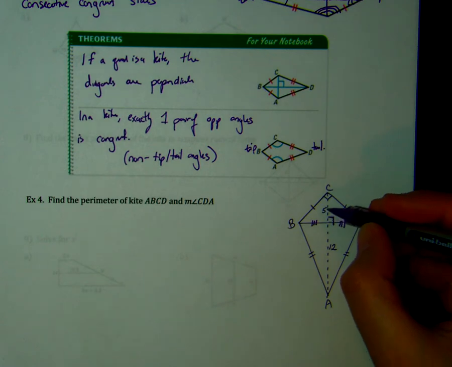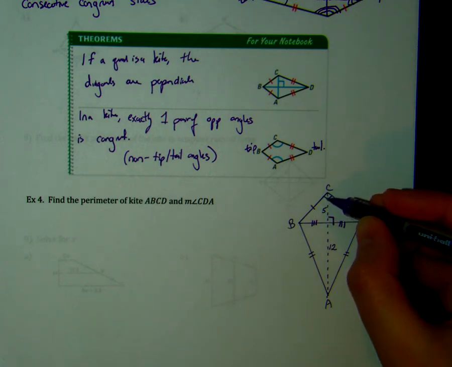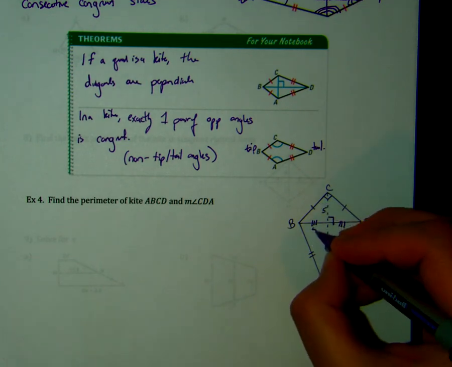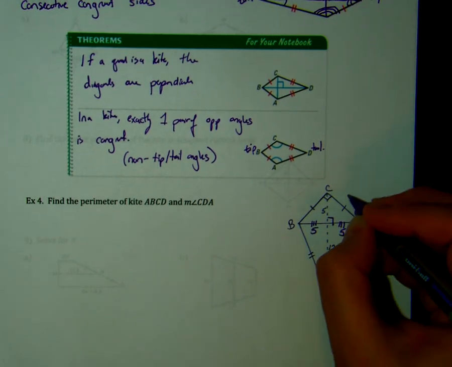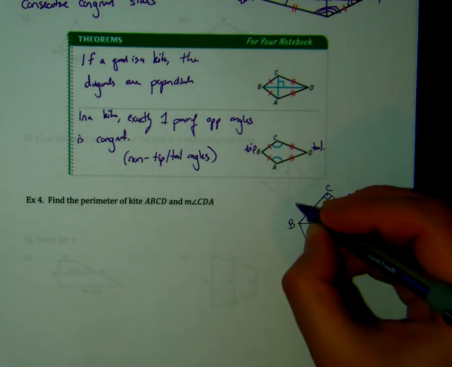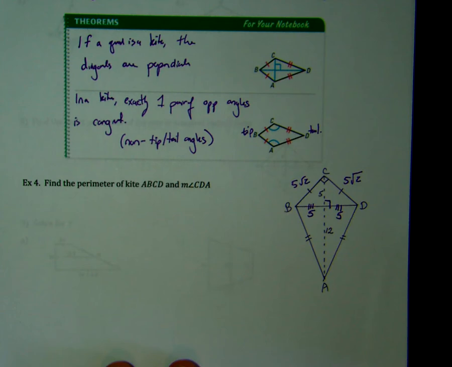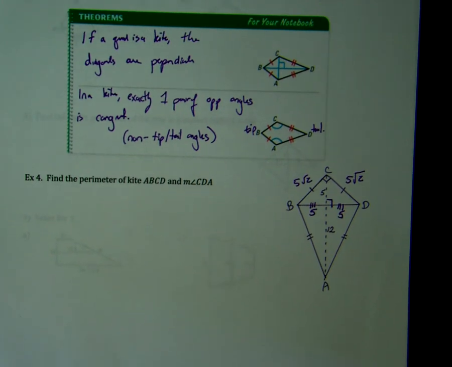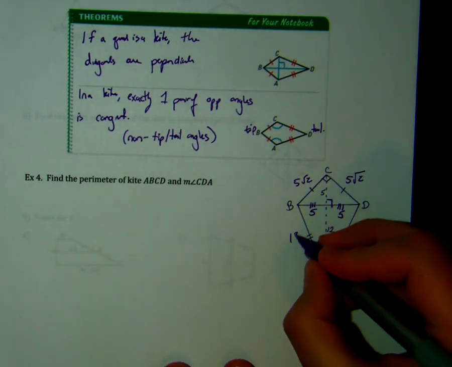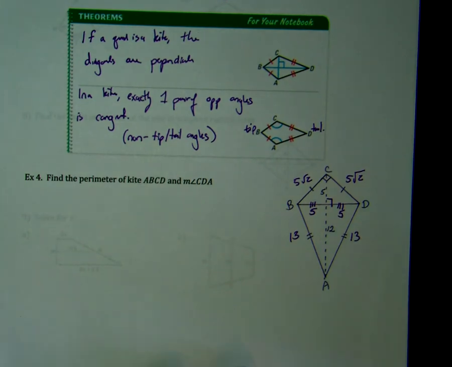So if this is 5, these are 45-degree angles up here. This actually is a 45, 45, 90 right triangle. So these sides up here are 5 root 2, 5 root 2. And down here you would use the Pythagorean theorem to find the missing side, or you would recognize that this is a 5, 12, 13 right triangle.